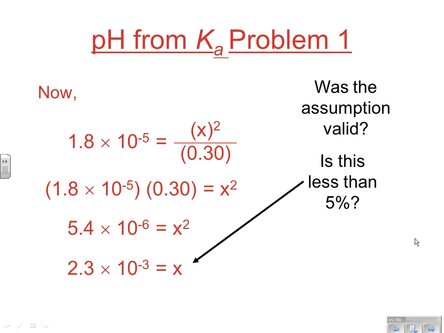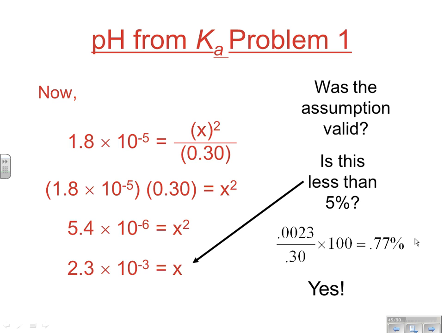Now, was this a valid assumption? Well, the real question here is, is this less than 5% dissociation? Remember, we started with 0.30, and what we're saying is it dissociates this much, to 2.3 times 10 to the -3rd. So we take our equation that we looked at a second ago. On top, we put what our concentration is of our H3O plus, not our acid. And on the bottom, we're going to put what our original concentration was. We divide, multiply by 100, we get 0.77. Yes, this was a valid assumption. So by the 5% rule, this is less than 5%. So at this point, we are done.